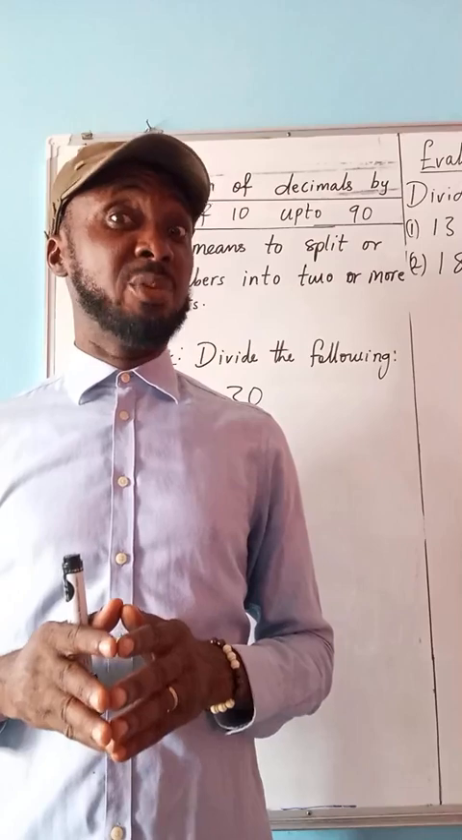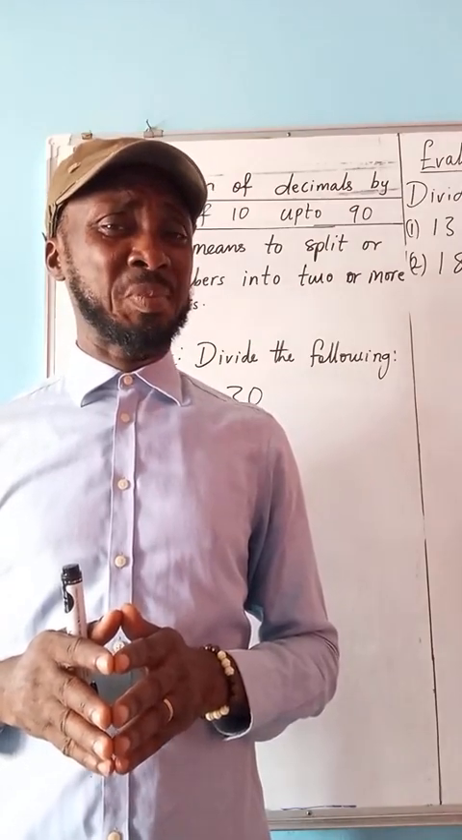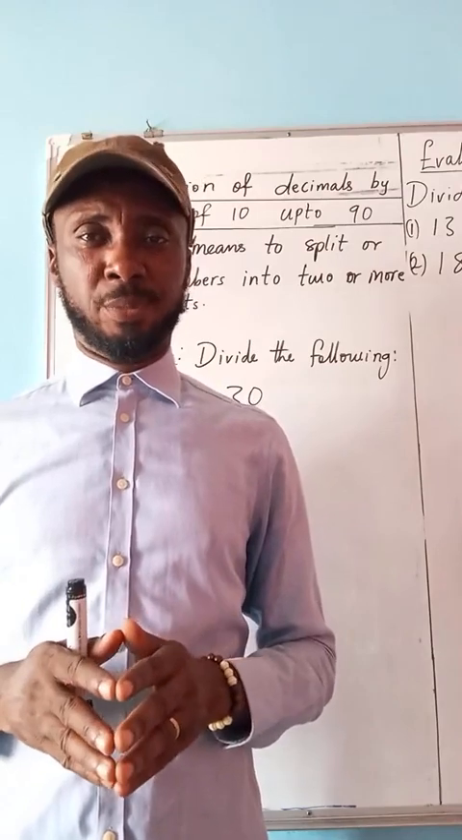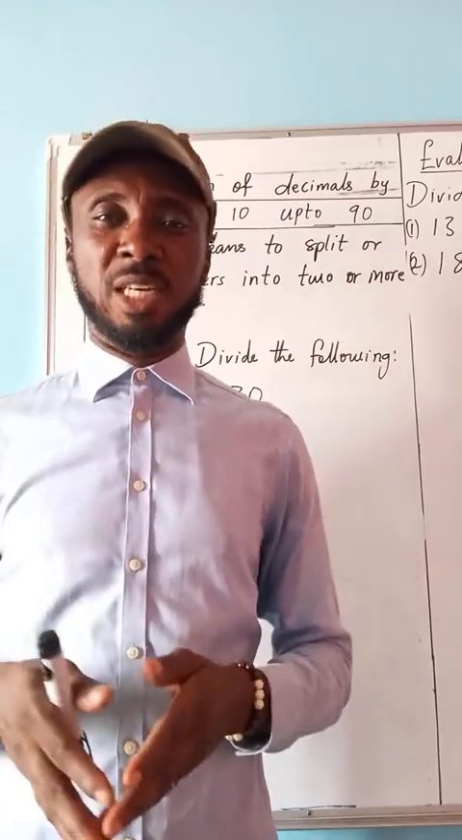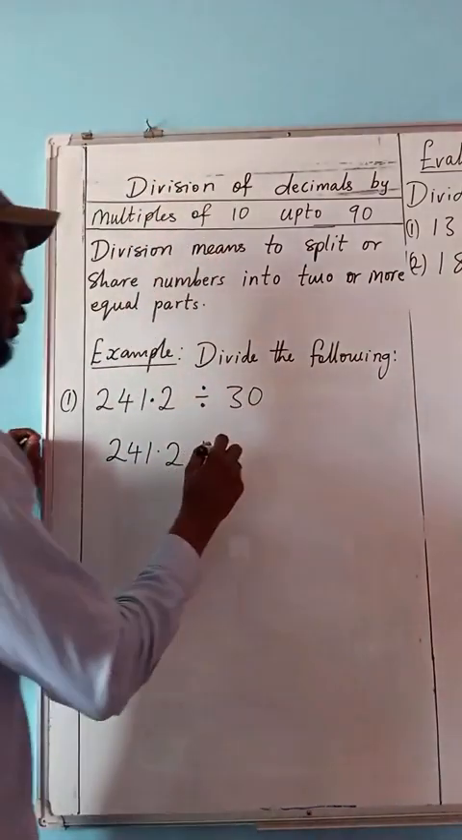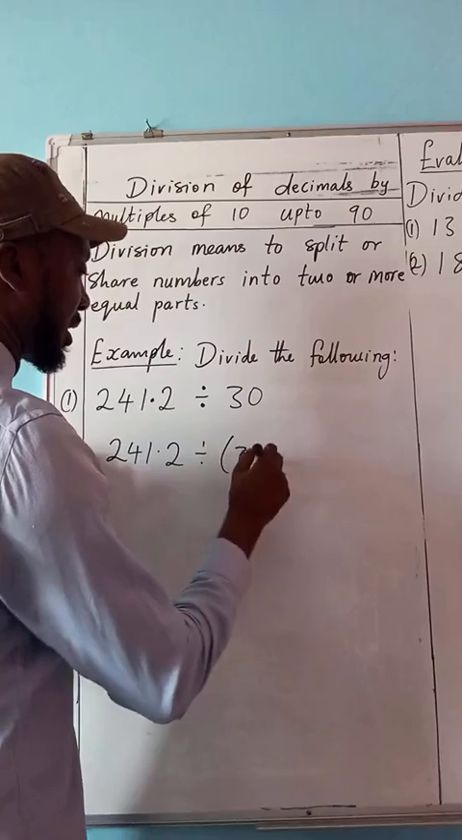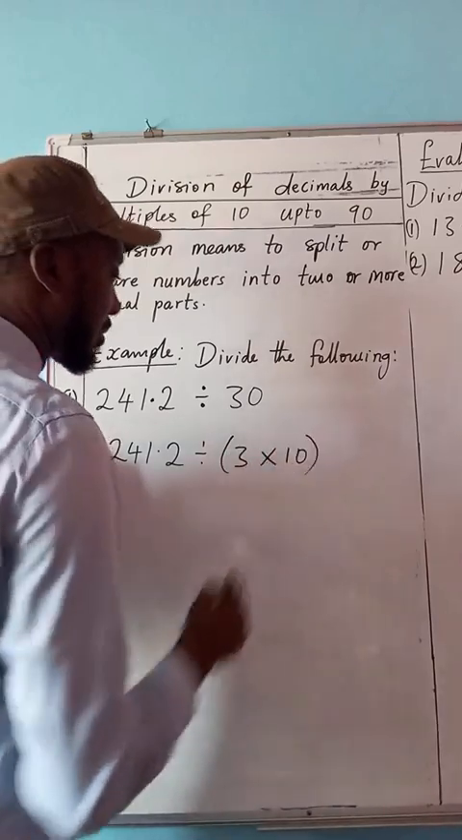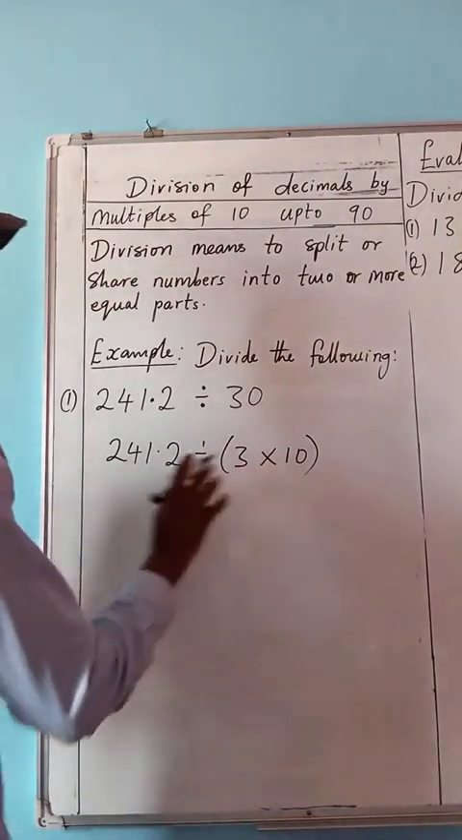I know that 5 times 6 will give me 30. But we are not talking about 5 times 6. Now we are trying to expand that number. Expanding it, we're going to do the multiples of 10. So 3 times 10 will give you 30. So we have 3 times 10. Now in dividing, we're going to divide by 3.